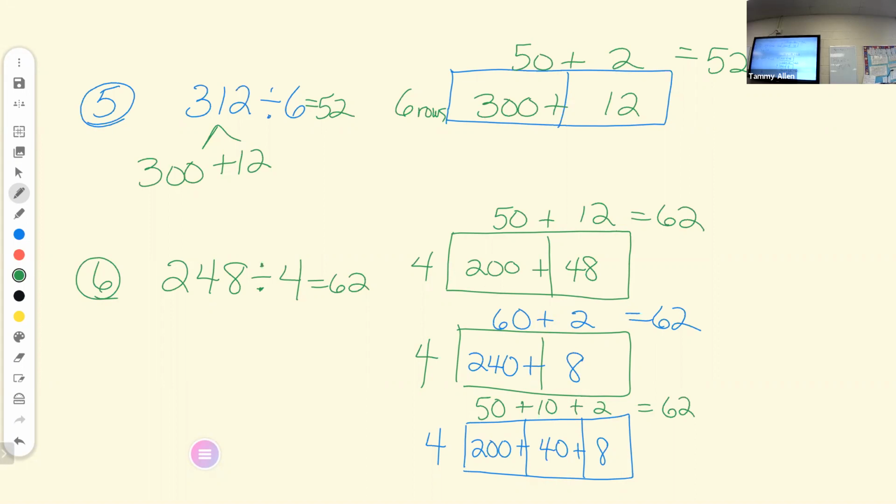It doesn't matter how you split it apart, as long as you do it correctly. These all have to be multiples of whatever you're dividing by, right? Okay? And these all have to add up to this. Does that make sense? Yeah. Okay?